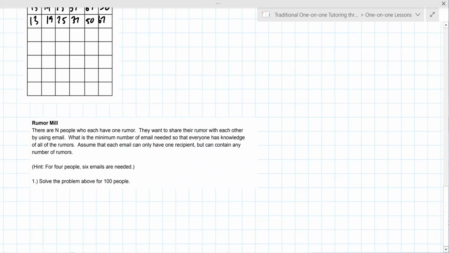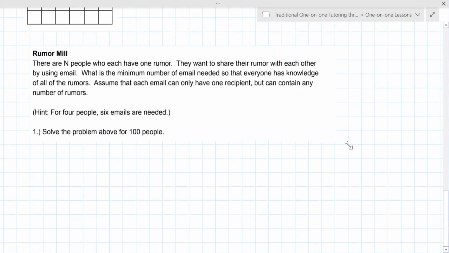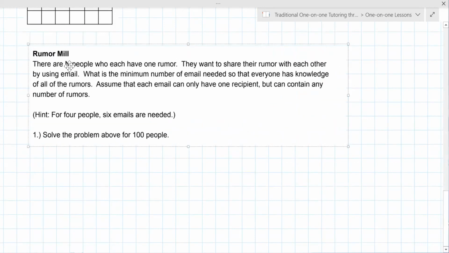There are n people who each have one rumor. Okay, so that means if there's 3 people, they have heard one rumor. They want to share their rumor with each other by using email. What is the minimum number of emails needed so that everyone has knowledge of all rumors? Assume that each email can only have one recipient, but can contain any number of rumors. Okay, so the hint here is actually very useful.